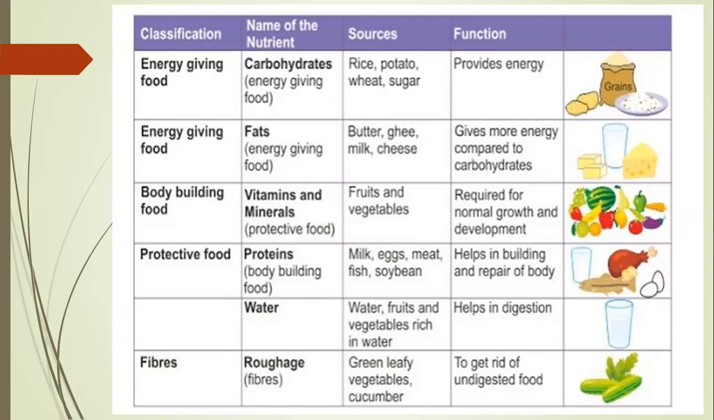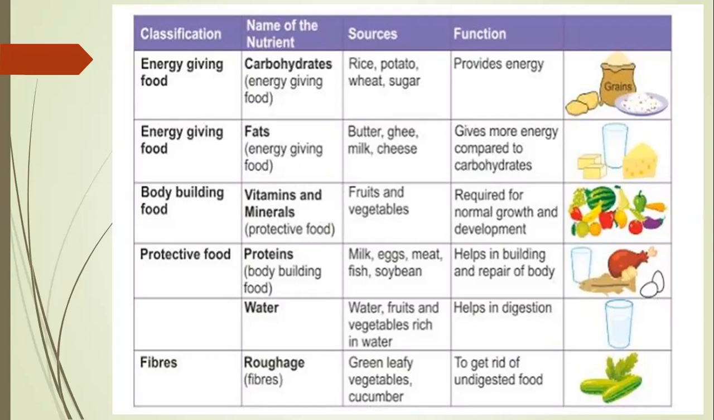Third is bodybuilding food. It is the proteins, and milk, eggs, meat, fish, soybean are the examples of the proteins. It helps in building and repair of the tissues. Now next is vitamins and minerals, that is called the protective food. Example, fruits and vegetables, all the types of food that contain the vitamins and minerals which are required by your body for normal growth and proper development.